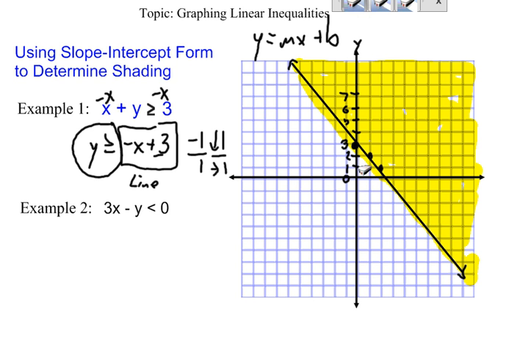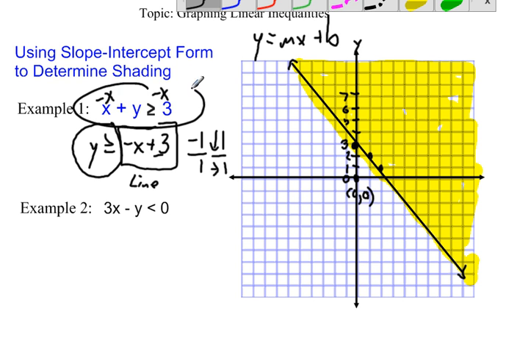Now, if you want to use a test point, just to show you on that, we can still use 0, 0. If I put 0, 0 in up here, what I'm going to have is 0 plus 0 is greater than or equal to 3. Well, 0 is not bigger or equal to 3. So this is your false side. So you notice true side has to be on the other side of that line. So using slope-intercept, that has it cleared up for me.